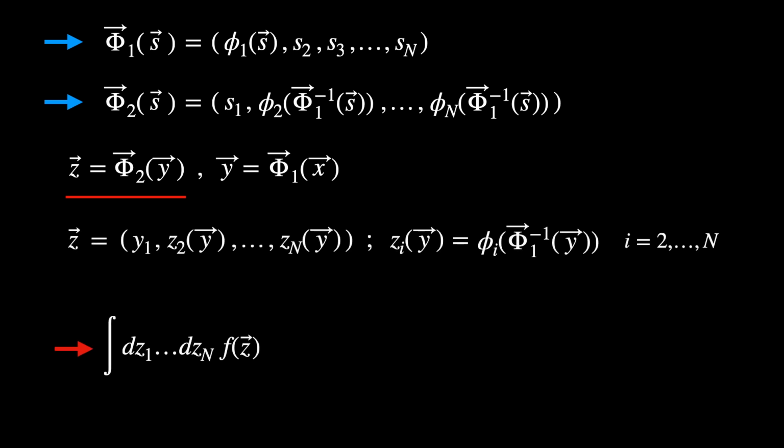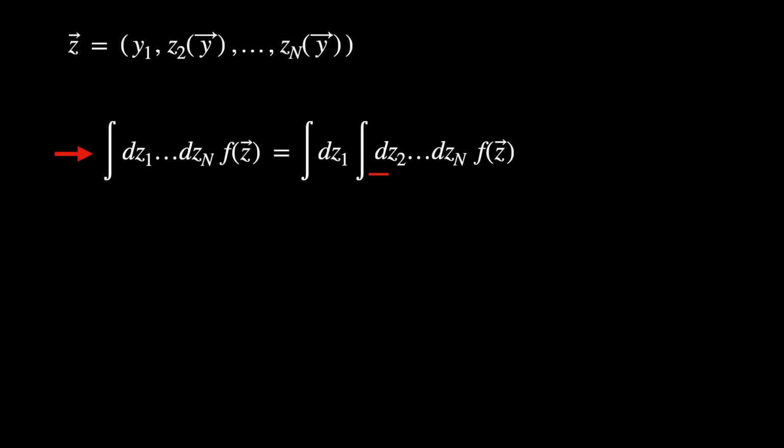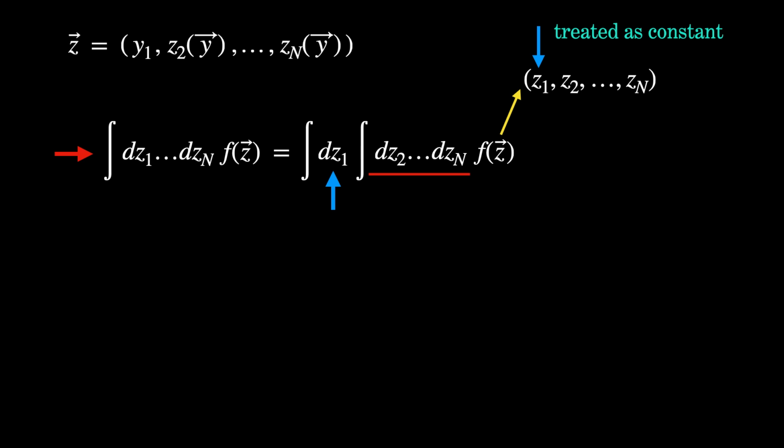Let's go back to our integral. We shall single out the integral involving z1. Under the integrals of z2 to zn, z1 can be treated as a constant. z1 is also not transformed by our map, and is just y1. We can effectively treat these as an integration of n-1 variables. Since we have assumed that the Jacobian formula holds for n-1 variables, let's apply it here.